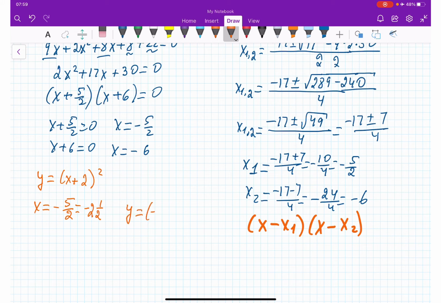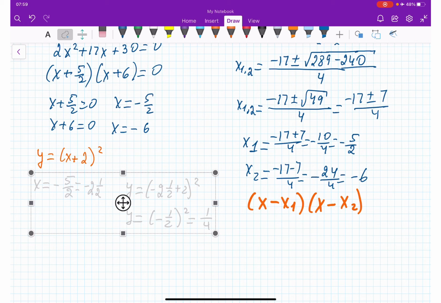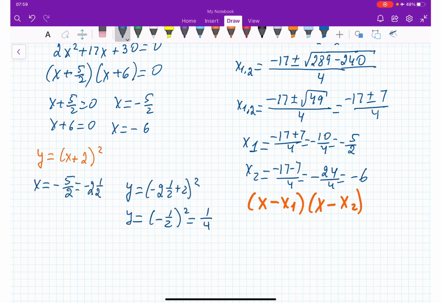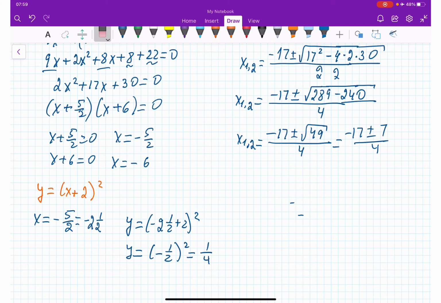And y is equal to negative 2 and 1 half plus 2, squared. Negative 2 and 1 half plus 2 is going to be negative 1 half, squared, which is going to be positive 1 over 4, right? I only wanted to change the color for the equation so we can see that I am now going for finding the value of x. Let me clean here so I can have space to write down the answer.